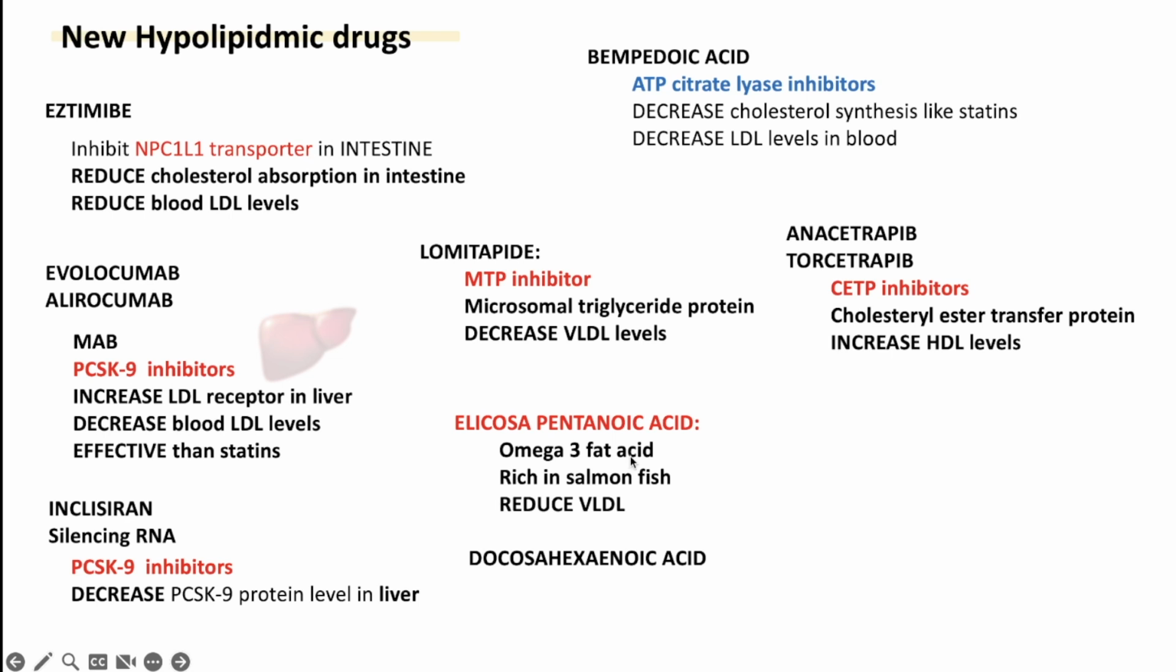Omega-3 fatty acids are rich in eicosapentaenoic acid and they are rich in salmon fish. And we have a newer class of drugs, the CETP inhibitors, that is cholesterol ester transfer protein inhibitors, which increase the HDL levels. The examples are anacetrapib and torcetrapib.